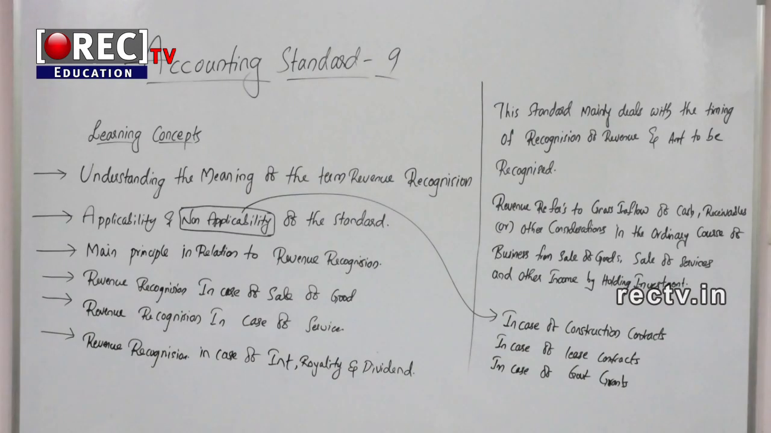And revenue recognition in case of government grants. For government grants also there is a separate standard, that is AS 12. So this revenue recognition standard does not apply to government grants. Following these three are non-applicable, and this standard will be applicable only in case of sale of goods, in case of services, and in case of holding any investment, from which you will get interest, dividend or royalty.